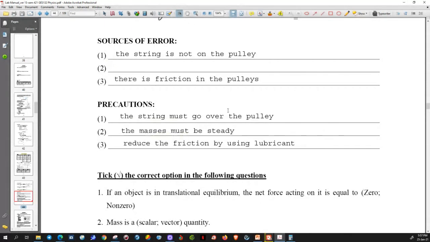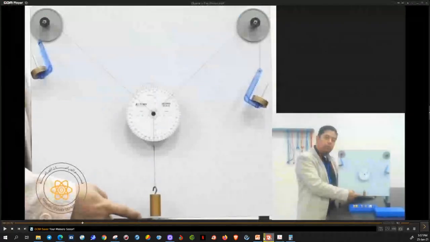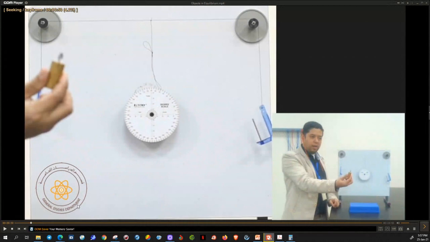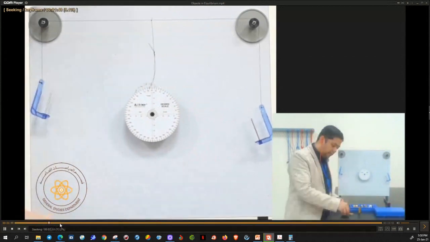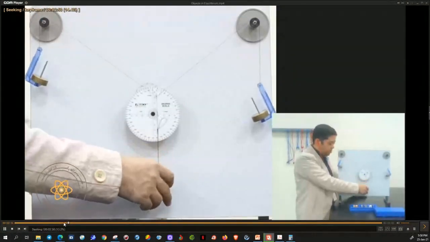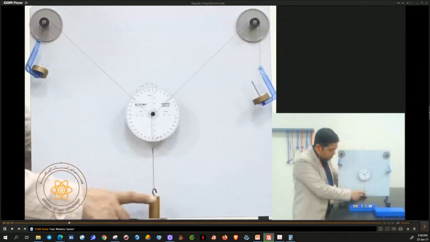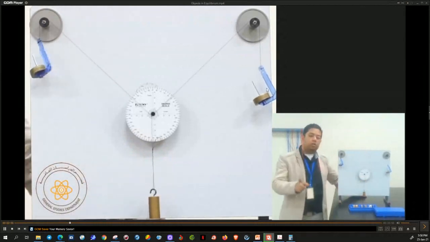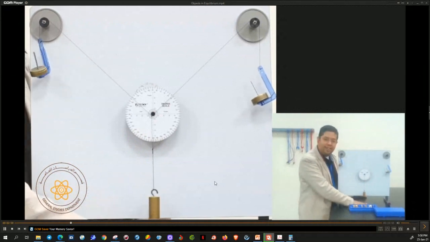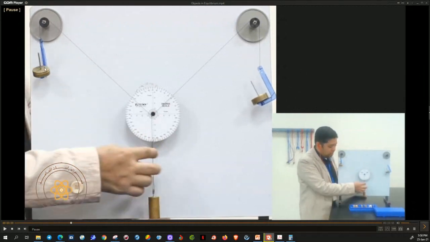Okay, what else? The masses must be steady. How do you write it as a source of error? The masses are moving, or you can say swinging. What does it mean, swinging? Let me show you in the video. Look at the beginning. Once you hang the masses, look at them. They're moving. Make sure that it's not touching the table. These masses should not be moving. What's the reason? If they are moving, the angles here, you will not read correctly.